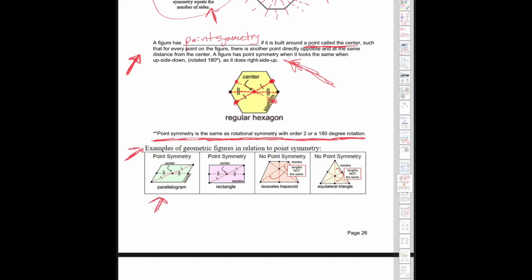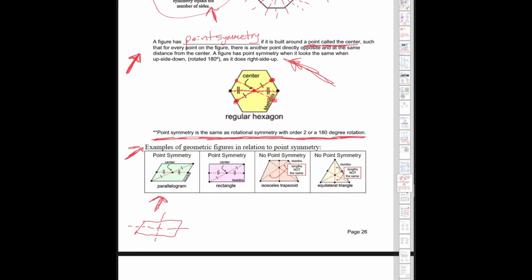So a parallelogram did not have line symmetry. Remember, if we tried to draw any lines that would fold up and give the exact same thing, it would not work. But this does have point symmetry because if we are looking at this point here and we go to the center, there's another point the same distance away. Same goes for a point here. Same distance away. Same goes for a point here. Same distance away. So that is the difference between line symmetry and point symmetry.